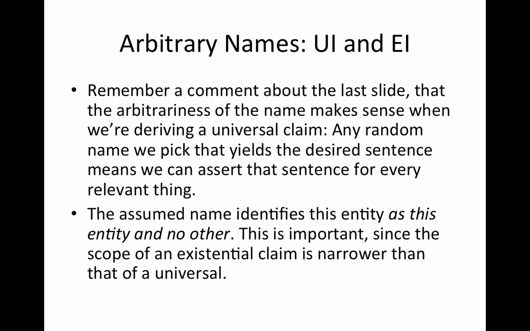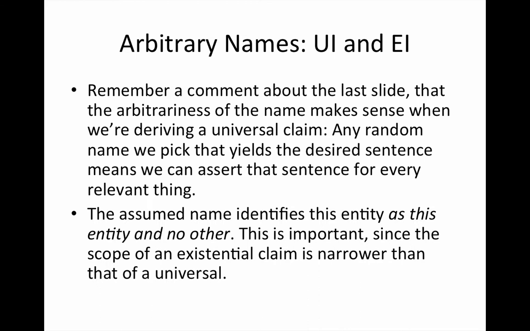Remember a comment about the last slide that the arbitrariness of the name makes sense when we're deriving a universal claim. Any random name we pick that yields the desired sentence means we can assert that sentence for every relevant thing. But let's also make a similar comment about the requirement for a new name in a subproof for existential elimination. So I want to approach it this way.